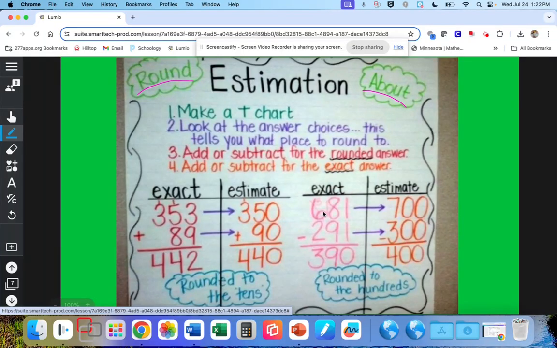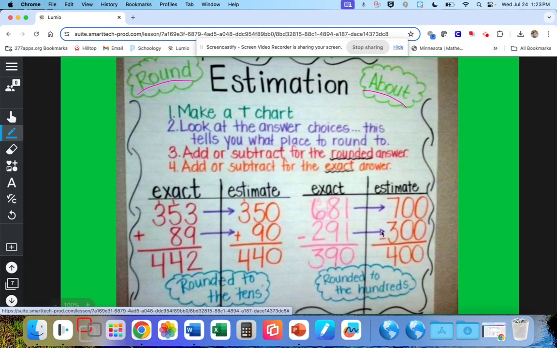The next example shows that in subtraction, we have a hundreds digit and a hundreds digit. So we're going to round these both to the hundreds because they both share that as their highest place value. So 681 is going to round to 700.